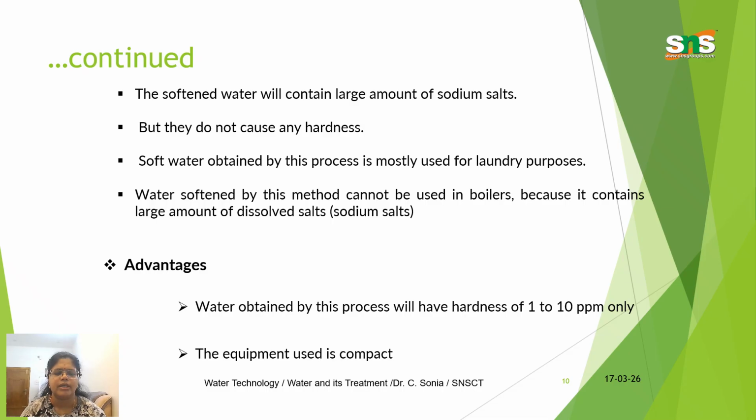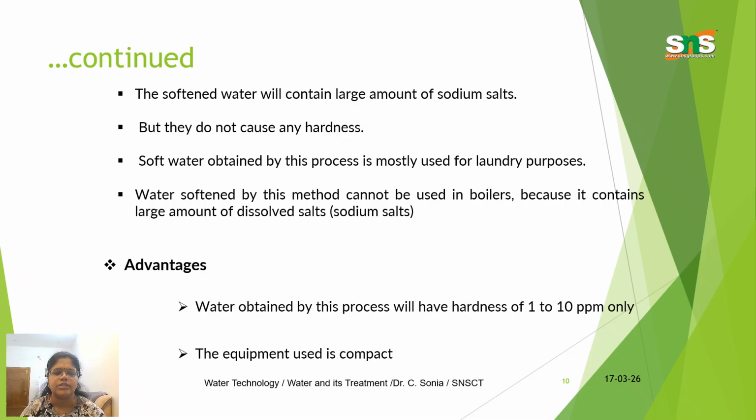Water softened by this method cannot be used in boilers because it contains a large amount of dissolved sodium salts. When it is used in boilers, it is going to deposit in the inner lining of the boilers, the pipes, etc. So it is avoided there, but it can be used for laundry purposes because it gives a good lather with soap, since it is soft water.